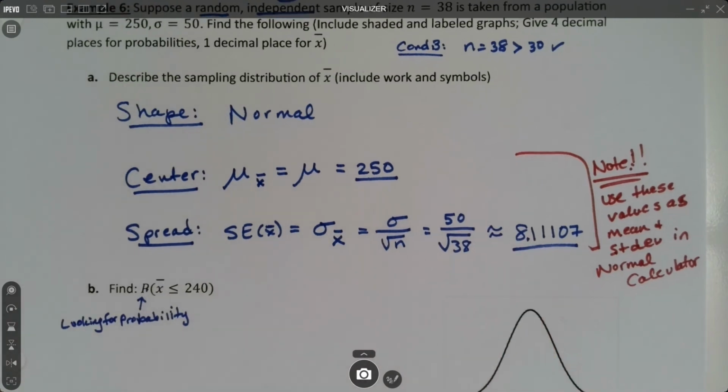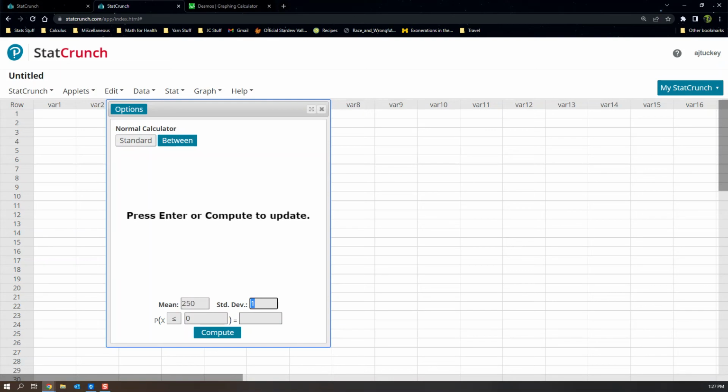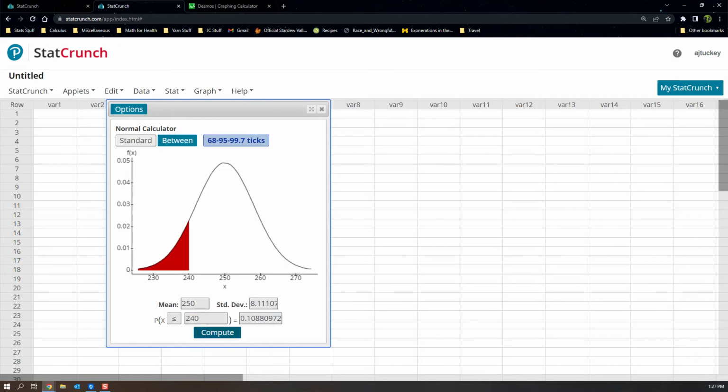So we have to type 8.1107 into our normal calculator. That's the key. And then it wanted 240, so we put 240 in here. We wanted a less than, so less than's fine, and say compute, and there it is. And now we want to shade our page so that it matches that. It's not going to be perfect, of course, but we know that the bar where it's landing, that right-hand edge of that red zone, is 240.